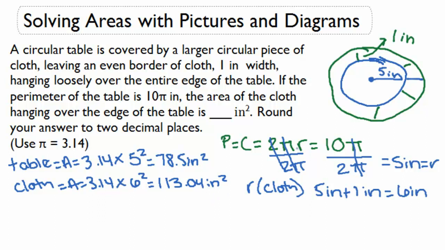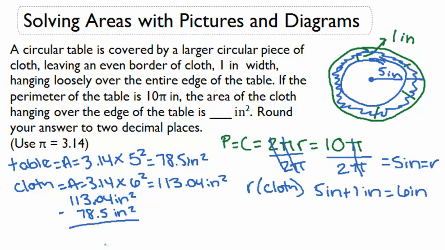Now, if we want just the area of the cloth that's hanging out over the table, the part that I'm coloring in right now in our diagram, we're going to subtract the area of the entire cloth minus the area of the entire table. So we're going to do 113.04 inches squared minus 78.5 inches squared. And that's going to give us an area of 34.54 inches squared. So the area of the cloth hanging over the edge of the table is 34.54 inches squared.